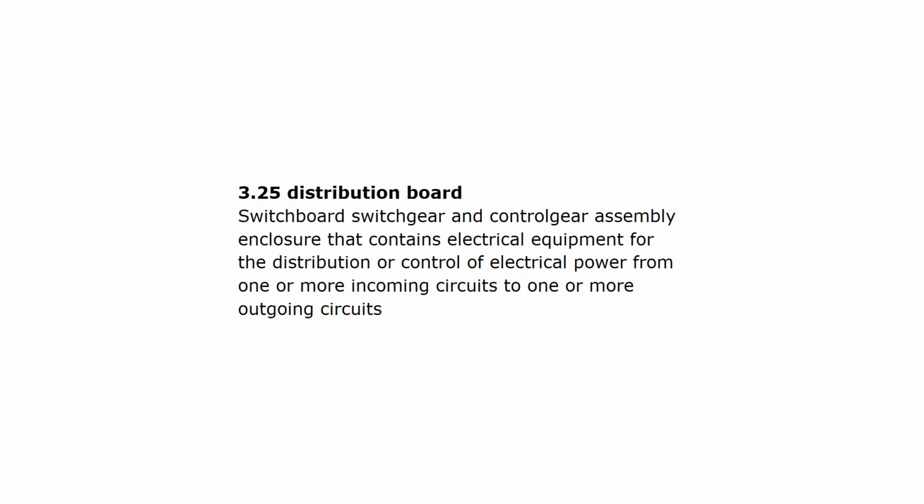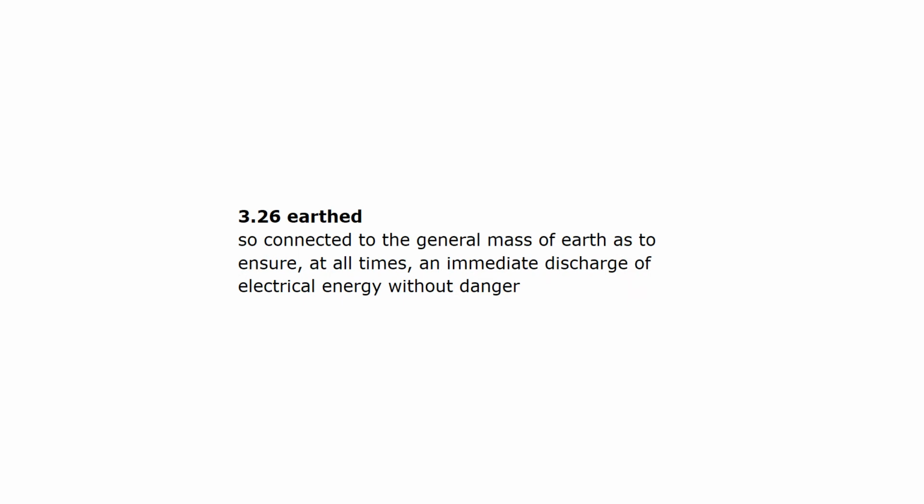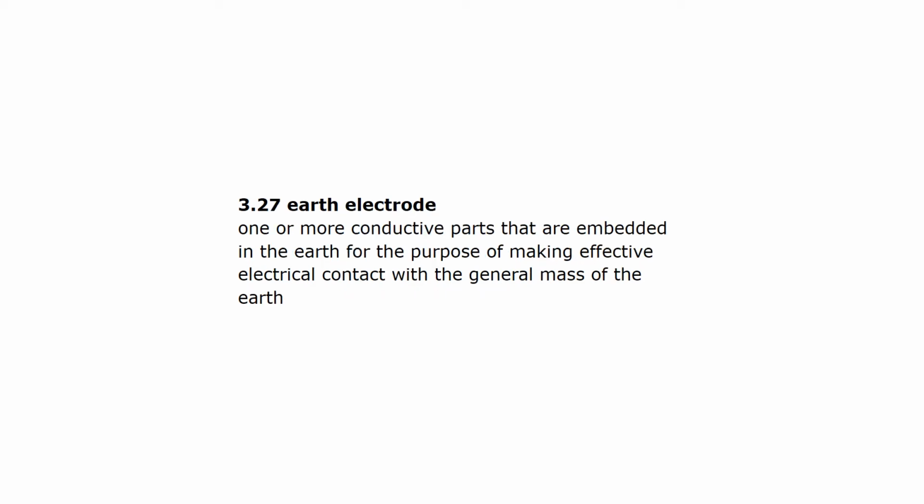Distribution board, switchboard, switchgear and control gear assembly enclosure that contains electrical equipment for the distribution or control of electrical power from one or more incoming circuits to one or more outgoing circuits. Earthed, so connected to the general mass of earth as to ensure at all times an immediate discharge of electrical energy without danger. Earth electrode, one or more conductive parts that are embedded in the earth for the purpose of making effective electrical contact with the general mass of the earth.